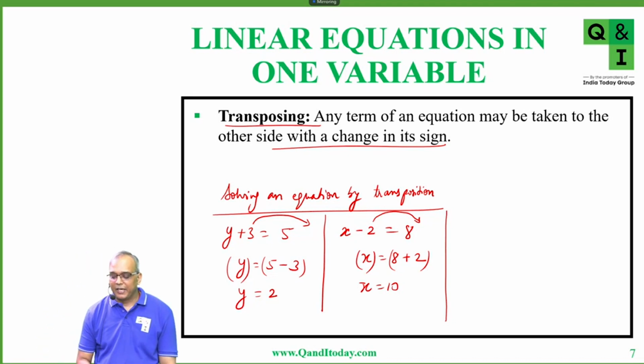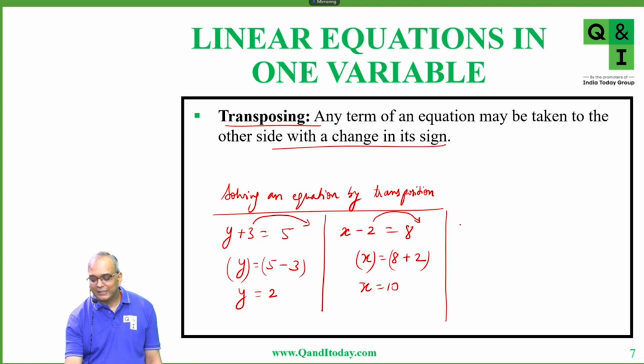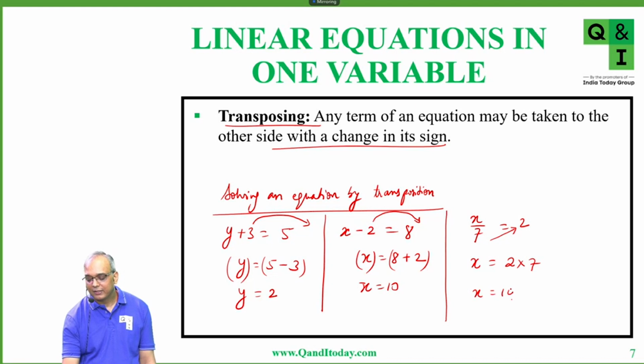Okay. Now third, let's say we have x by 7 is equal to 2. When I take 7 to the other side, because this is in division, that will go and multiply on the other side. So this will become 2 into 7, or x is equal to 14. Similarly, if we have 4x is equal to 12, because this is multiplied, this will come and get divided here. So this will become 12 by 4, which will give you the value of x as 3.